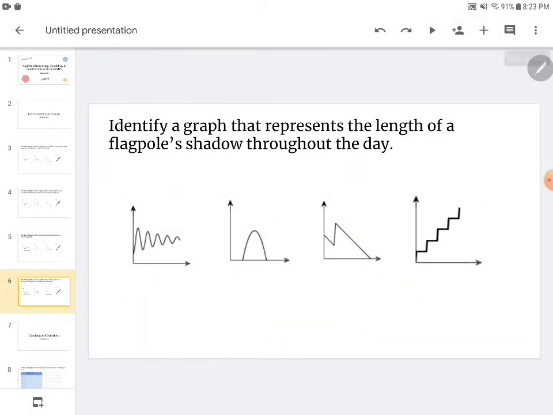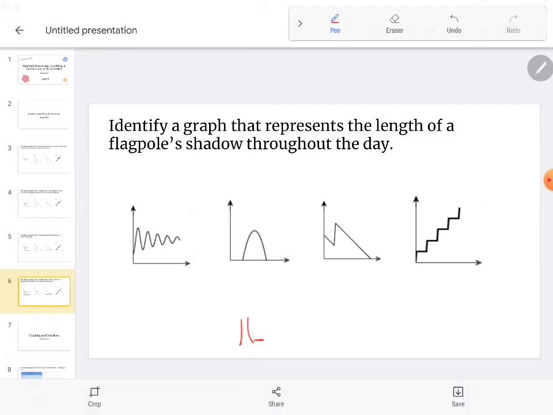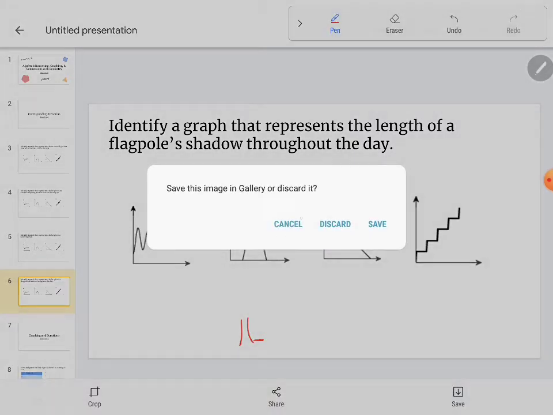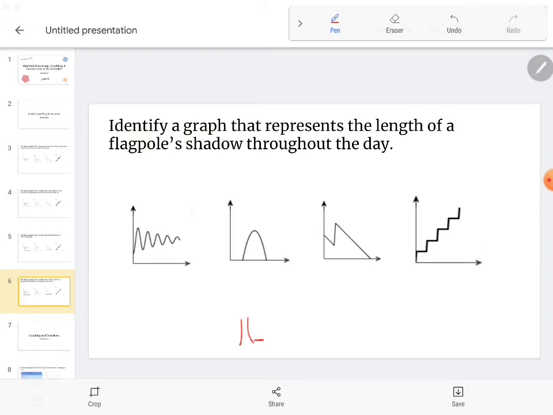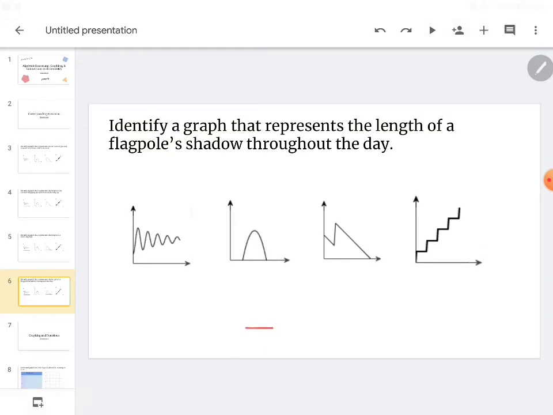Again, for our next problem, we're going to identify a graph that represents the length of a flagpole shadow throughout the day. Well, throughout the day, our shadows will go from teeny tiny like that, and we'll draw a tree. Well, no, we'll draw our flagpole. So we have our flagpole right here. We'll have a little flag waving on the top.